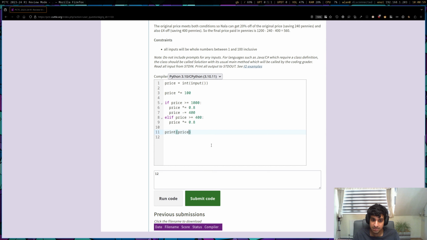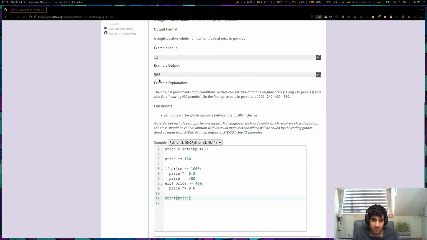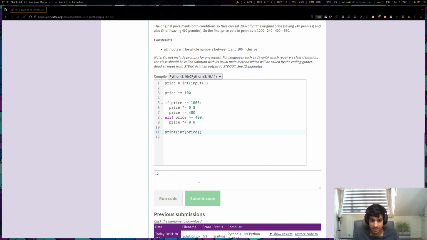But price might be a decimal number, a float, because we multiplied an integer, which was price, by a decimal number. Whenever you do that in Python, you end up with a decimal number output, which we obviously don't want because we want a whole number. So let's convert that into a whole number by using the int command, and that should work.